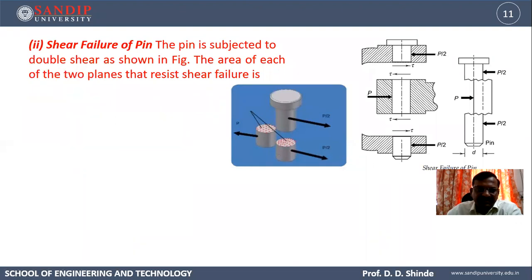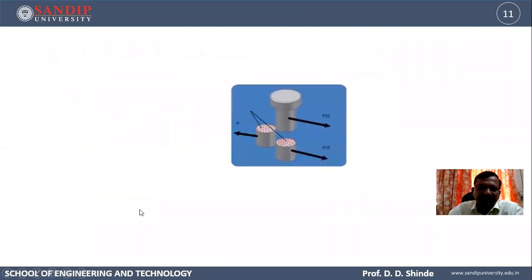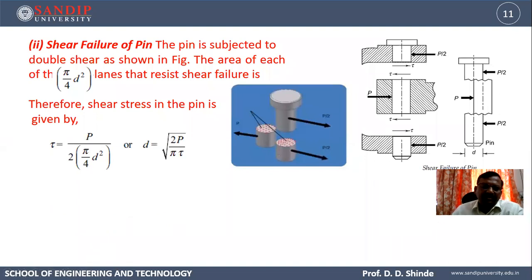So the first equation which you will be using, you can note it down, sigma t equal to P upon pi by 4 d square. The second equation you will be writing is D1 equal to 1.1 D. Then you will go for the shear failure of the pin, which is tau equal to P upon 2 times pi by 4 d square. You have two options: either you calculate the diameter, or you put small diameter equal to capital diameter and check the stress value.